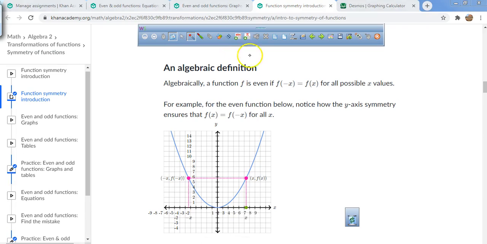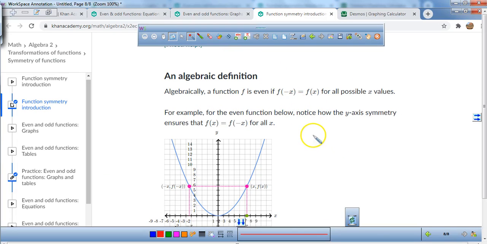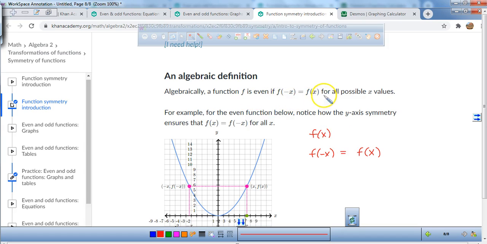All right, so if you have a function f of x, and you plug in f of negative x into that, and it ultimately comes back to being the original function, you know it's going to be what's called an even function. So let me explain how that works, because this right here says if f of negative x equals f of x for all possible values of x, it's considered to be even.